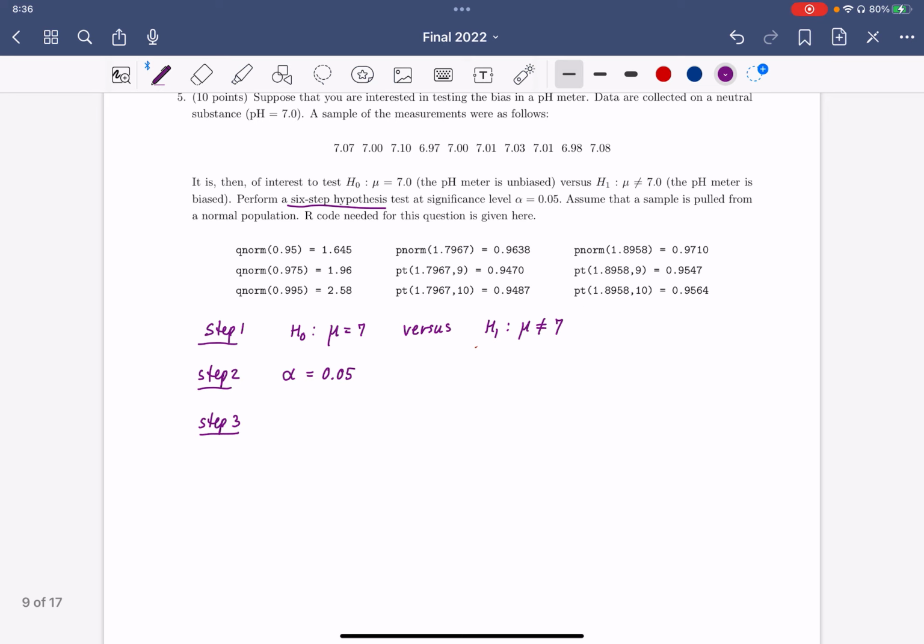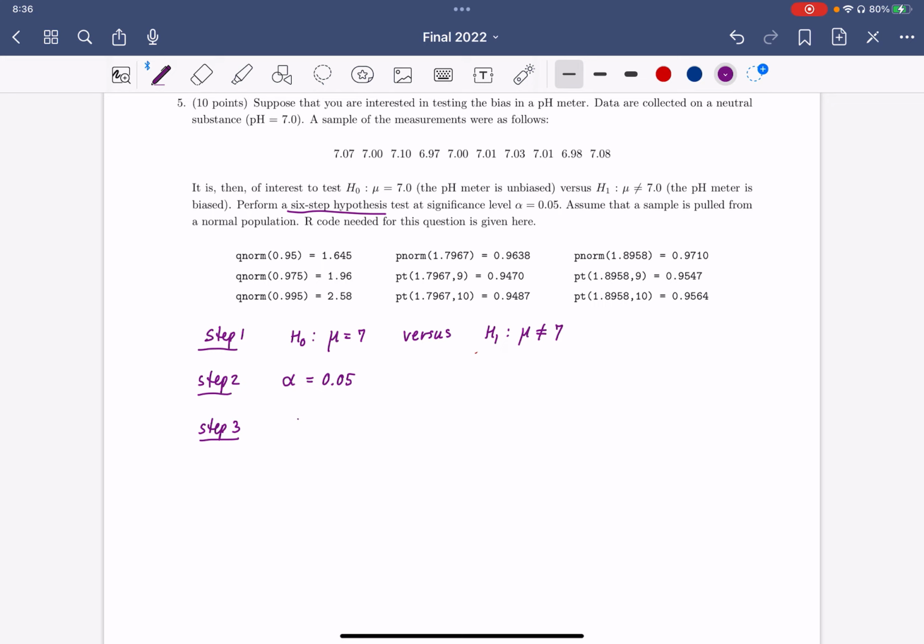Step number 3, so what you're going to do is compute the t-test, right? Well, we pick the t here because the sample size is small, as you see here. That n is going to be 10. All right, so the sample size is small, and then you don't know sigma. And also we assume that the sample is from a normal population. So it matches the conditions for the t-test. So you're going to use a t-test here.